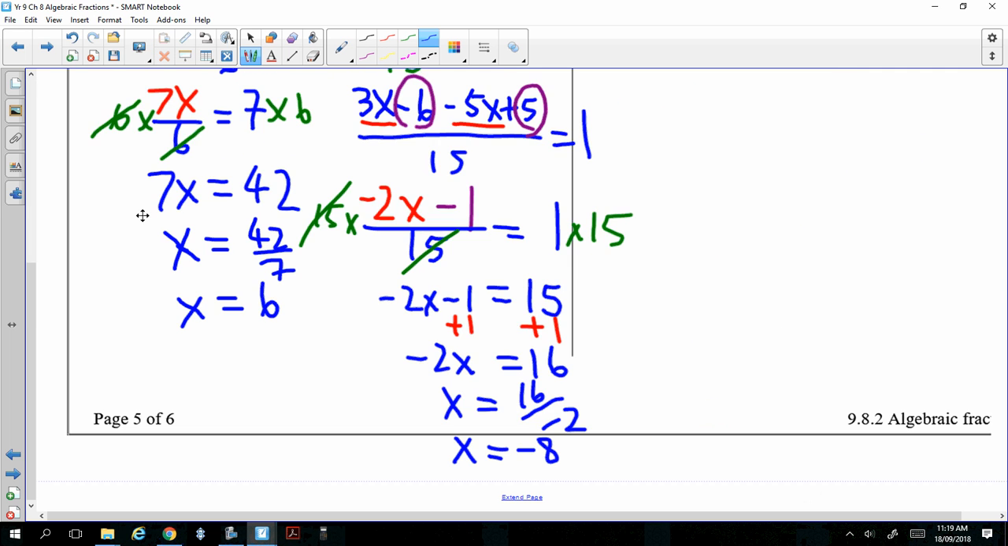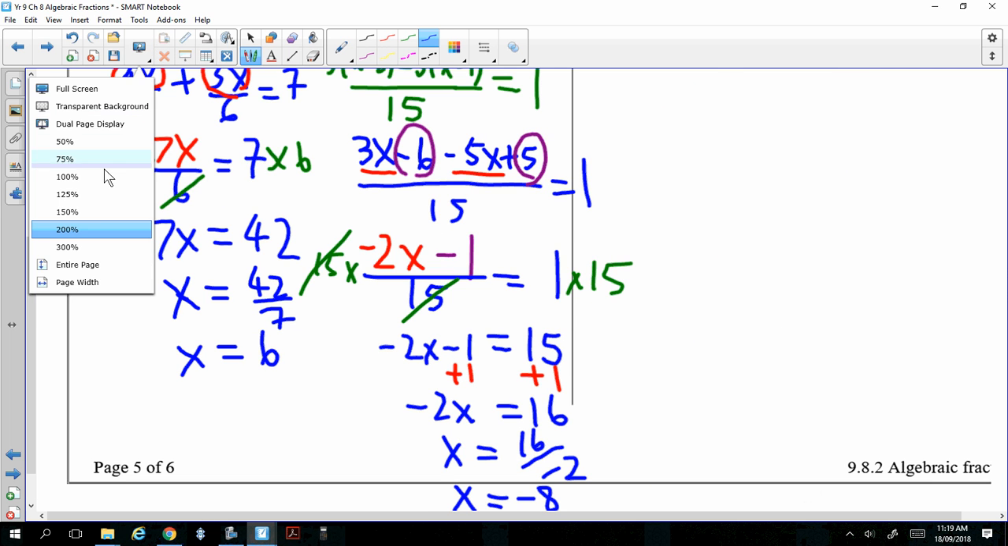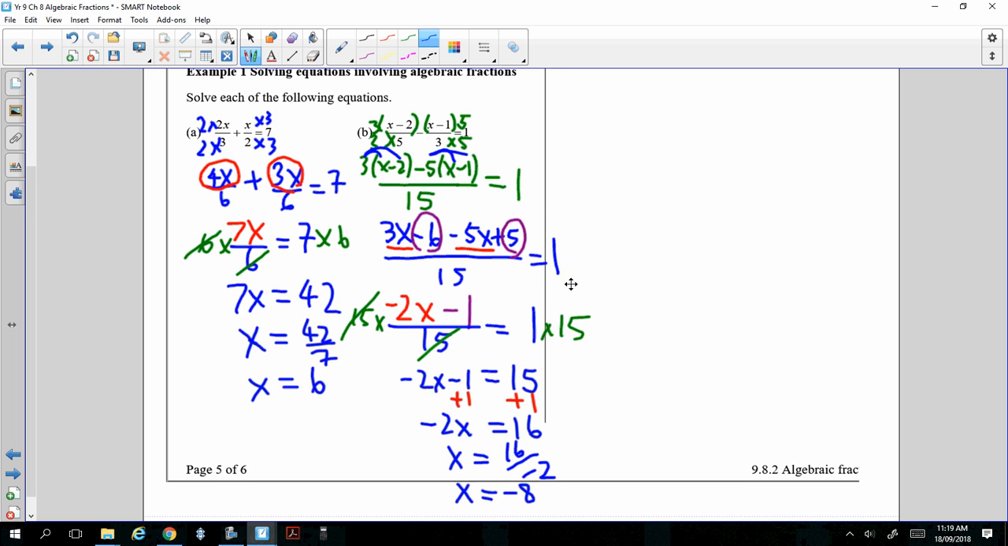Any questions? It's a little bit long, but it's not very difficult. So your first step is always make them the same denominator, and collect like terms, and then apply inverse operations to find x.